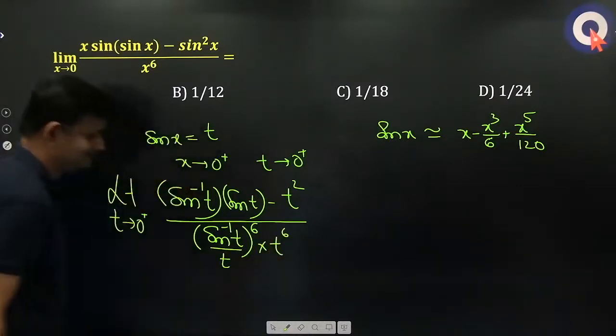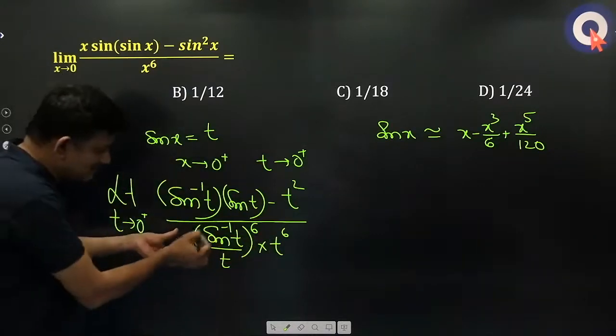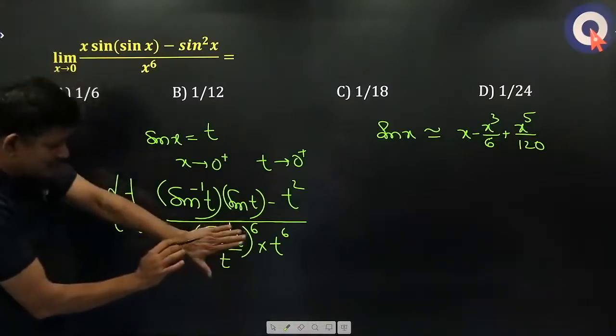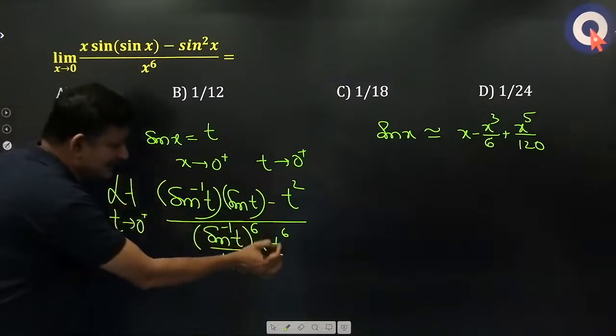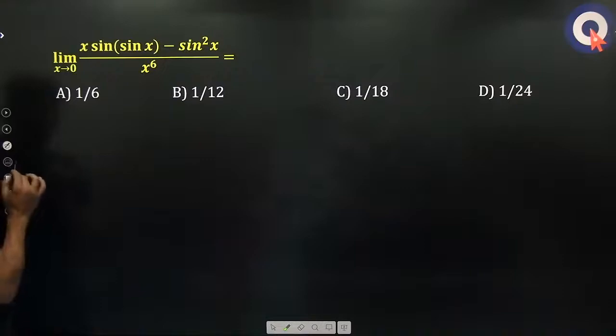I will divide by t and multiply by t. Now this is 1: limit t tending to 0, sin inverse t by t is 1. So this will have no contribution in the limit, simplest. So this is t power 6. Simply, the denominator is t power 6.